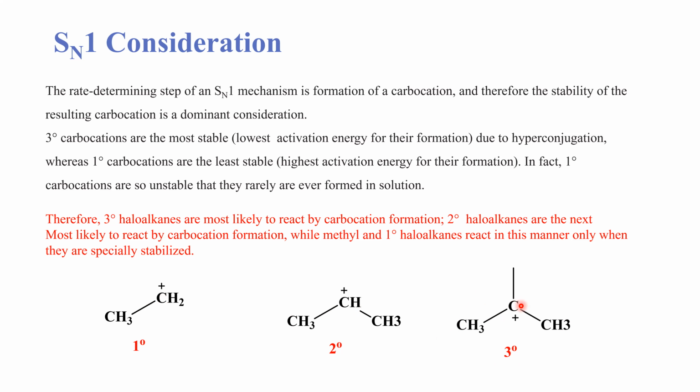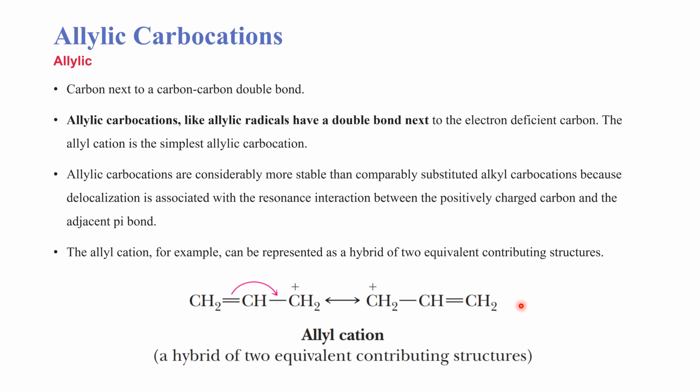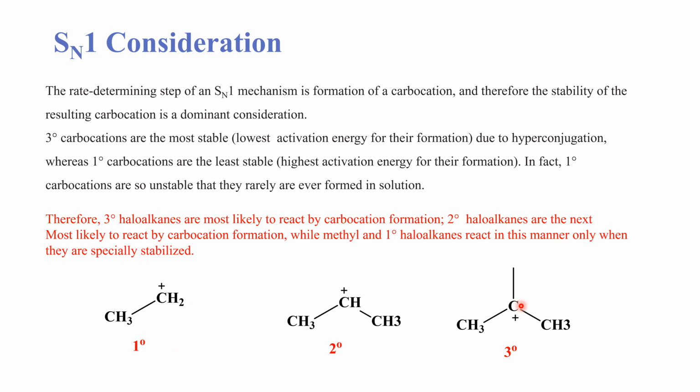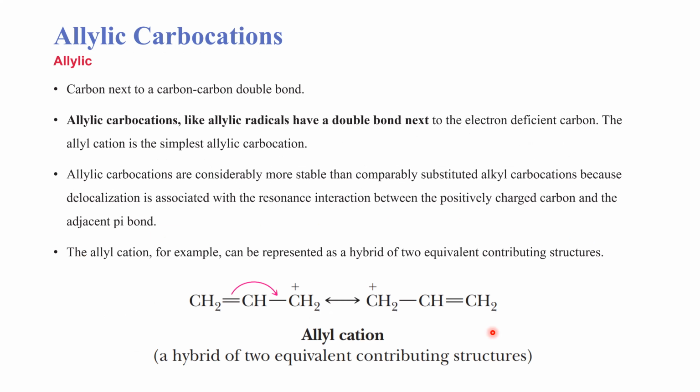So that's why we have the tertiary carbocation. If we have a tertiary haloalkane, they can easily convert, and they will go through the SN1 mechanism. Now, that was the previous slide, basically giving you the idea about the alkyl carbocations. Now, there is another important type of carbocation we do form.